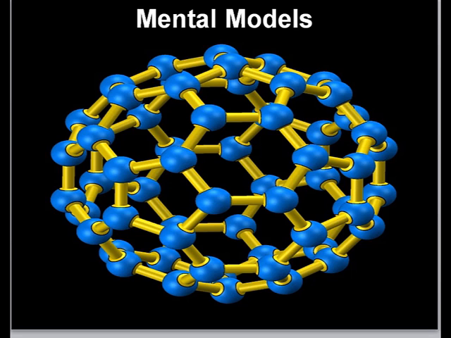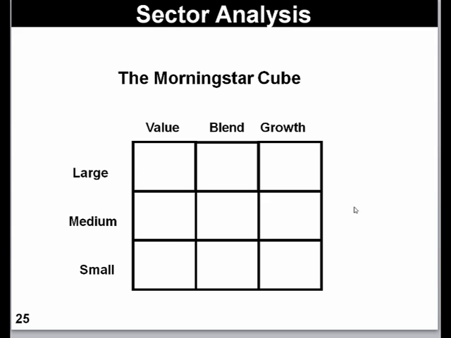The first model that we use is the Morningstar style cube, where we look at the U.S. markets through the lens of large, medium, and small cap, across the value, blend, and the growth domains or styles, and then looking at performance statistics inside each of these categories. ETFs live in one of these boxes.